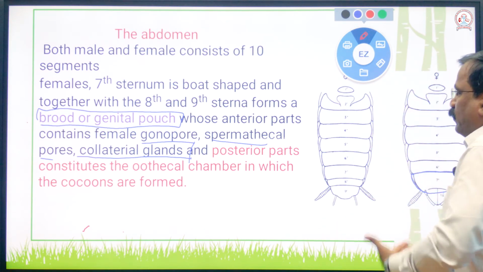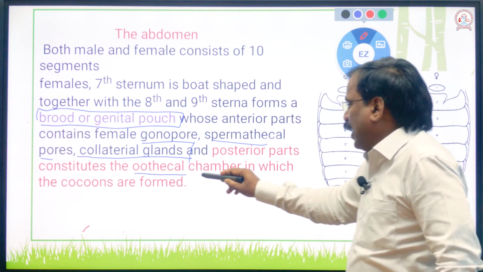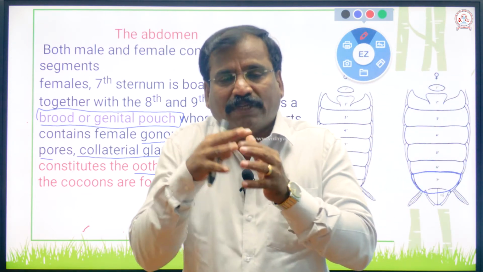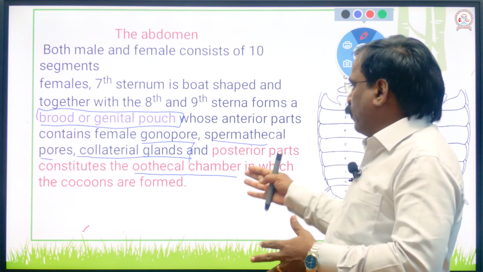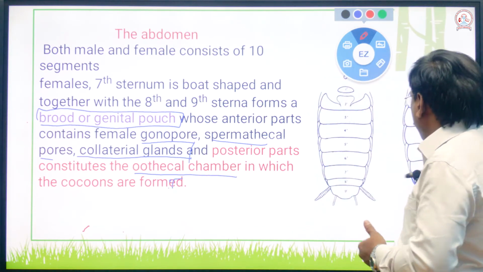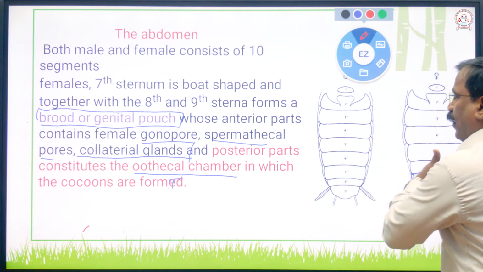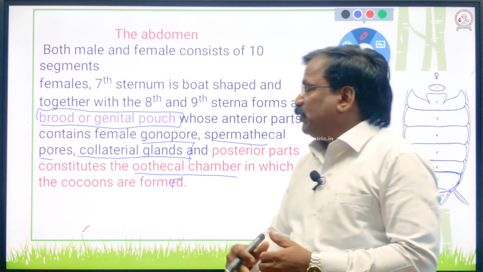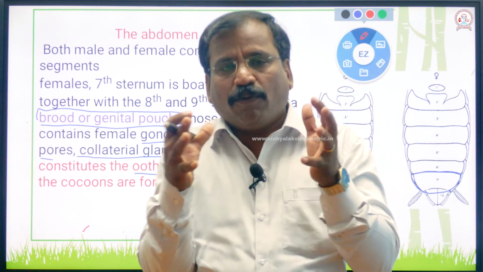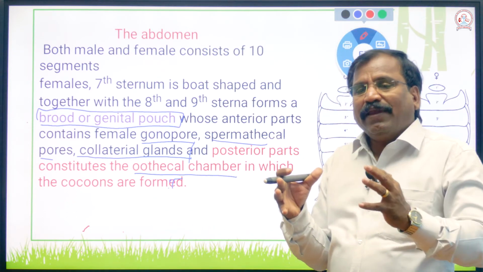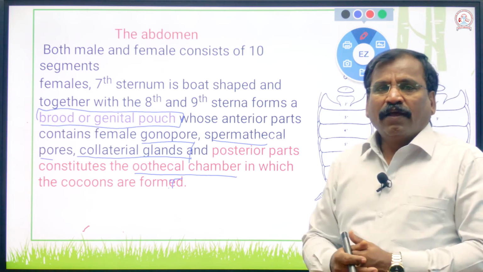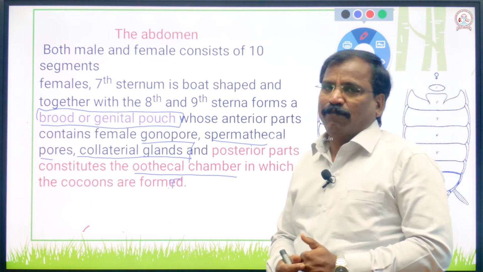Coming to the posterior side, it consists of the oothecal chamber, where the cocoons are formed. You know what a cocoon is? It is eggs which are bundled. So, the cocoons are formed by this chamber, namely the oothecal chamber, which is located posterior to the brood pouch or genital pouch. Very clear? Though male and female cockroaches are made up of 10 segments, in female only 7 segments are visible. That is, the 7th, 8th, 9th and 10th form the brood pouch or genital pouch. That's all.